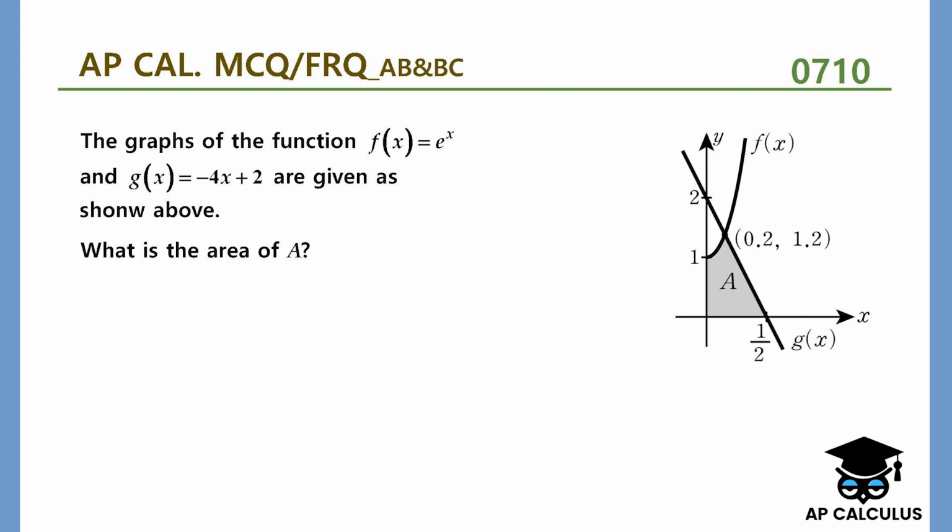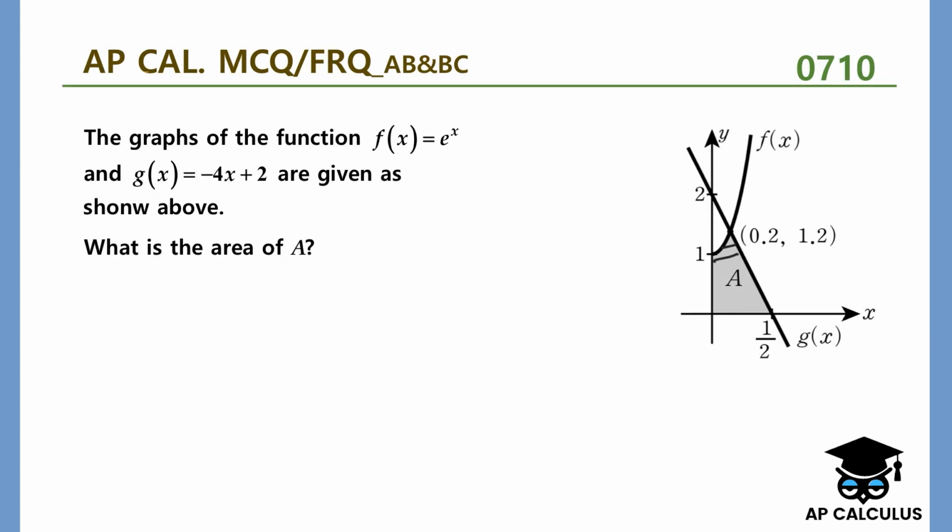Question 710. The graphs of the functions f(x) = e^x and g(x) = -4x + 2 are given as shown above. The question is, what is the area of A? In order to find the area of this region right here, we actually have to split this region into two regions.